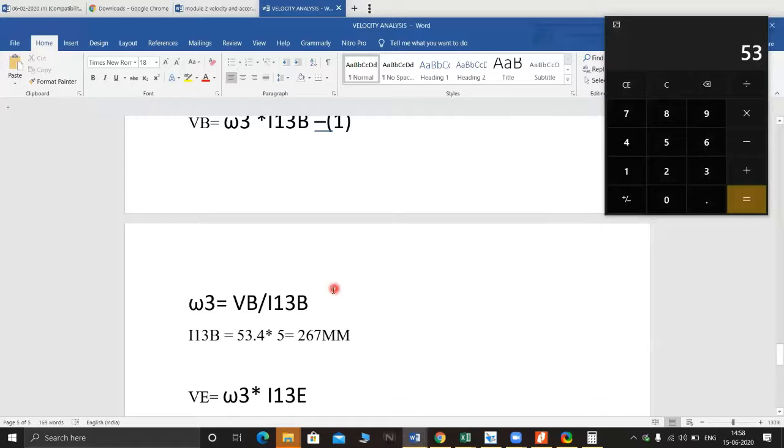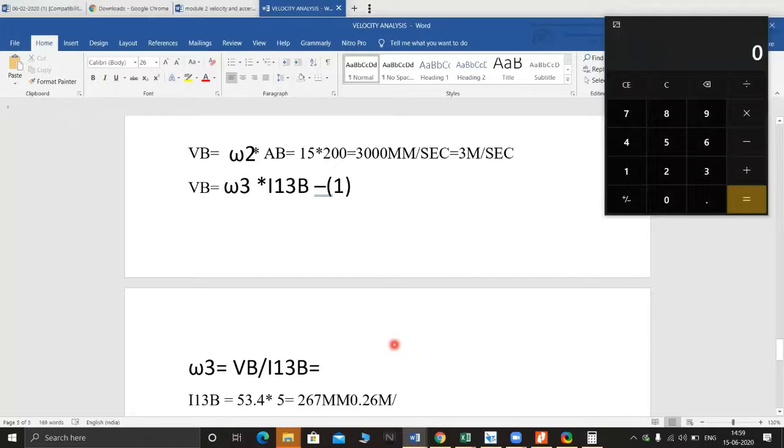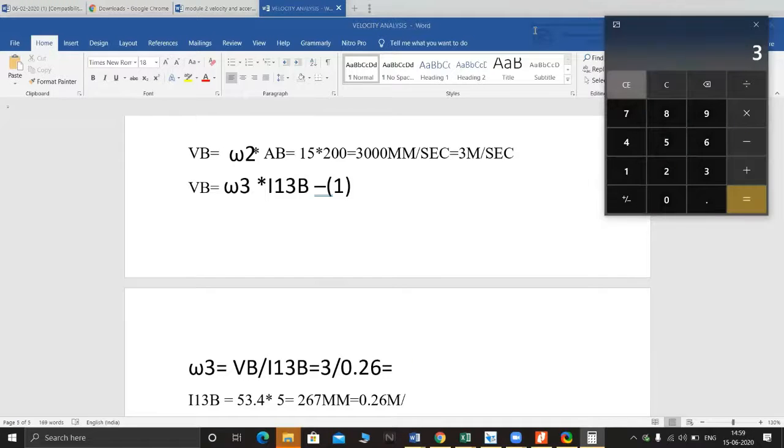Okay. Now this VB, how much did we get? If we convert 267 divided by 1000 in terms of meter, it is 0.267 meter, meter only, not per second. Therefore, omega 3 becomes VB, which is 3, divided by 0.26, correct? How much will it come? 3 divided by 0.26 will come around 11.53.